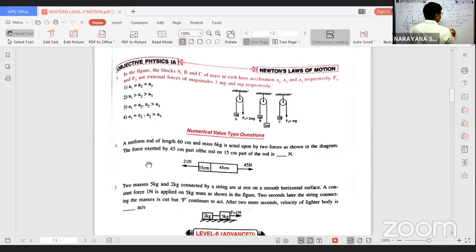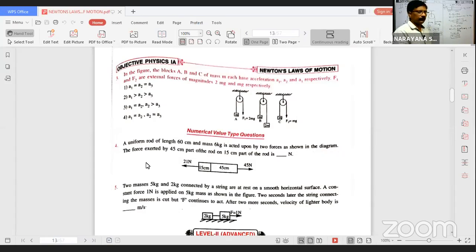F1 is 45 minus tension, which we have to find. Mass of this part: total mass is 6 kg for this much length. So mass per unit length is 6 by 60 centimeter. For this length of 45 centimeter, what is the mass? Multiply by 45, both substituted in centimeters. The tension comes to 27 Newton. That is the answer.